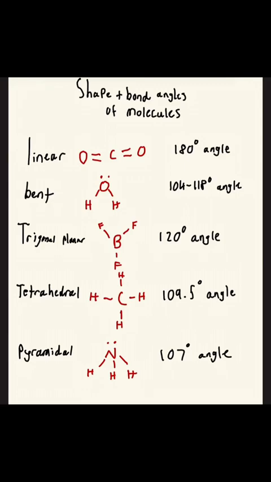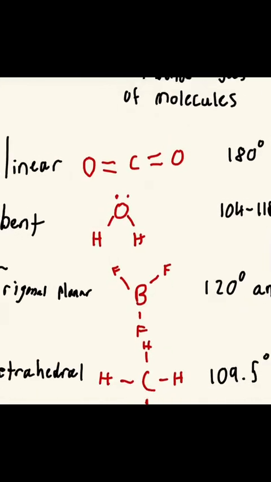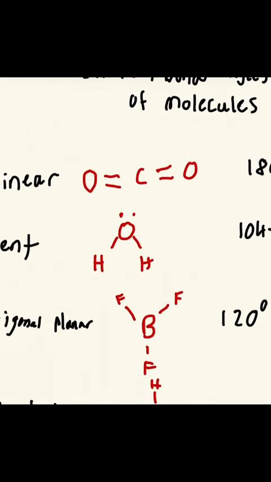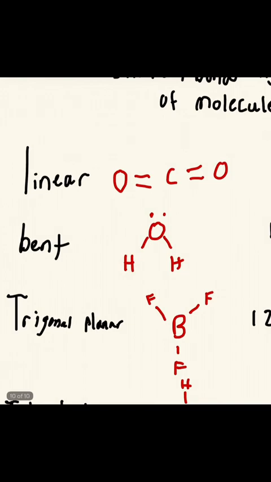Today we're going to be looking at the shape and the bond angles of different molecules. So you've got 5 different types of shapes you need to be familiar with: linear, bent, trigonal planar, tetrahedral, and pyramidal. So we'll start off with linear. What does that look like? Well, they're arranged in a straight line. So you can see here, if we look at carbon dioxide, these molecules are arranged in a straight line. Okay, so they're linear.